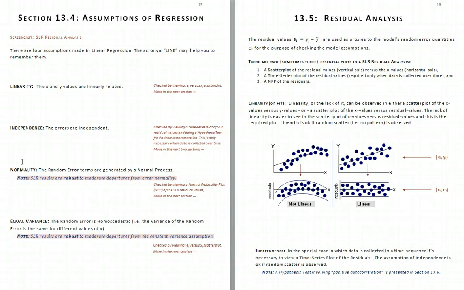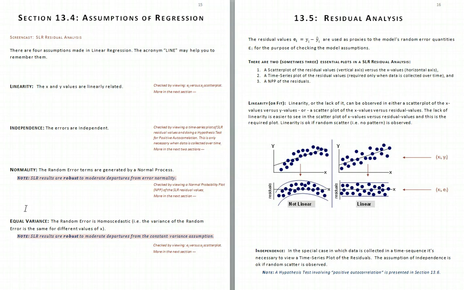The normality assumption is that the random error values are normally distributed. The equal variance assumption is that the random error has the same general tendency to depart from the expected value of y, given x takes on some specific value of x, over the full range of possible values of x. The equal variance assumption is also referred to as homoscedasticity.